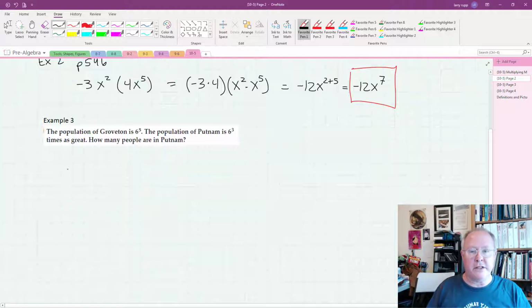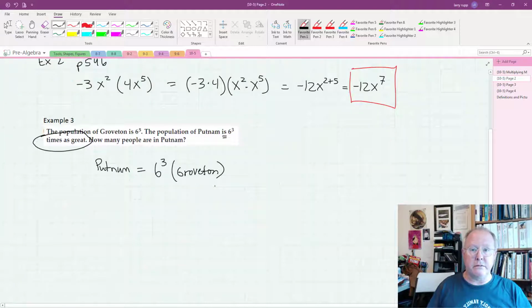The population of Putnam is 6 to the 3rd power times as great. How many people are in Putnam? Okay, now this is about English. So when you see something that says "times as great," that means you need to do something. The population of Putnam is, what's that mean? That means equals. 6 to the 3rd power times as great as the population of Groveton. There it is in basically math words.